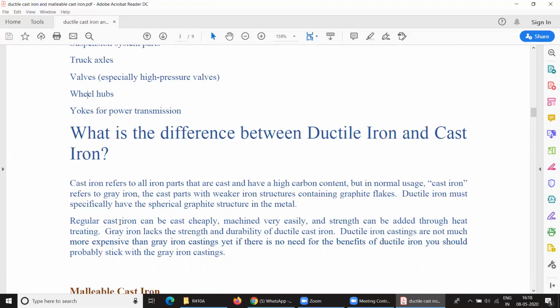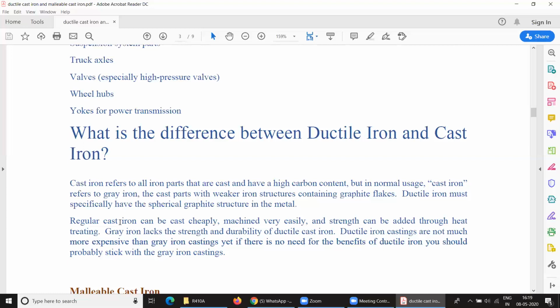So cast iron or grey cast iron normally has graphite flakes, and ductile iron, on the other hand, must have spheroidal graphite nodules. Now regular cast iron can be cast cheaply, machined very easily, and strength can be added through heat treating. So this is for the regular cast iron. And grey cast iron lacks the strength and durability of ductile iron.